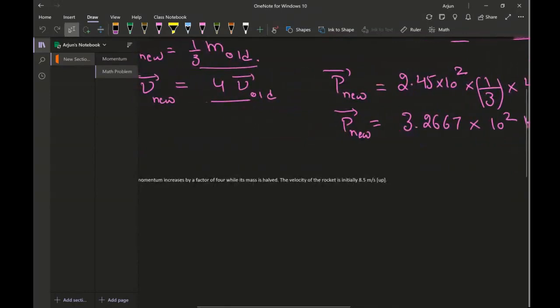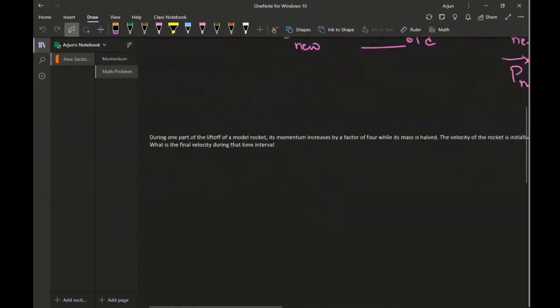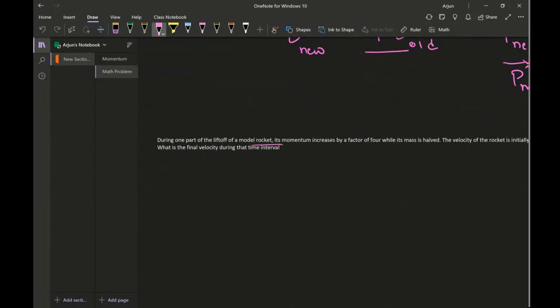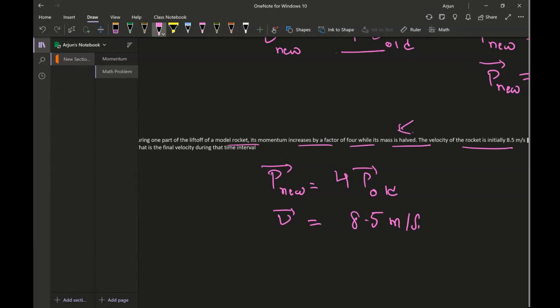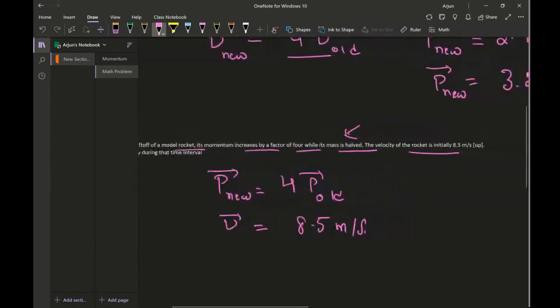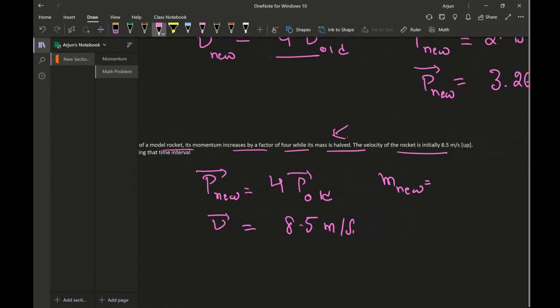Now let's look into another question. During the liftoff of a model rocket, the momentum increases by a factor of 4, while the mass is halved. So new momentum is equal to 4 times old momentum. And the velocity of the rocket initially is given to me as 8.5 meters per second. Mass is halved. I missed that part, I need to write that down too. Mass new is equal to 1/2 of mass old.